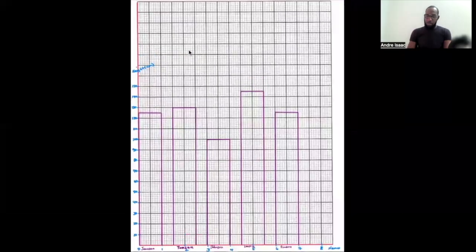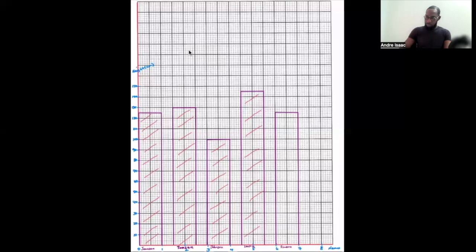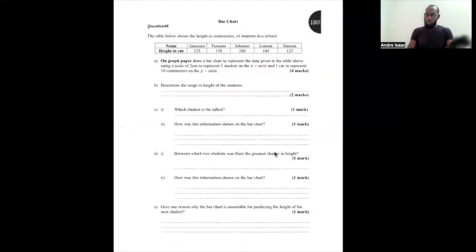So these are the bars. These are the rectangular bars. Each rectangular bar has the same width, and the spacing in between the bars has the same width as well. Very important. Let's look at the following questions.